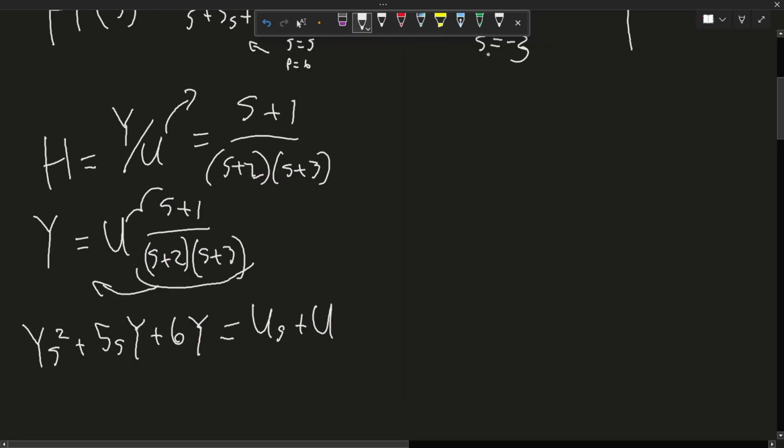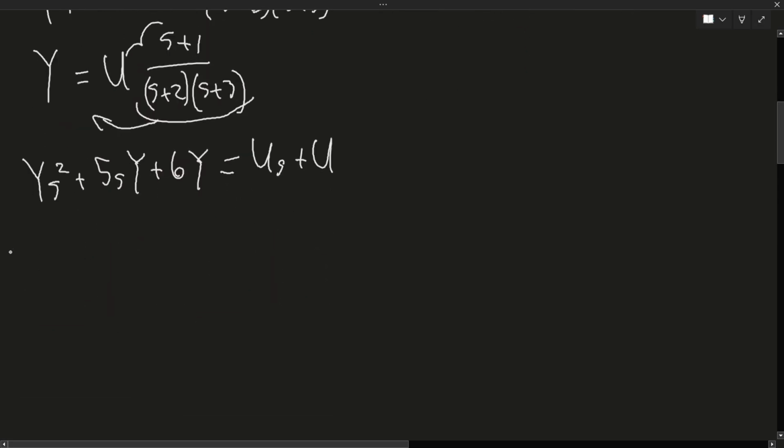What that means is basically, if we have s to the power of 2, that means y is derived twice, plus 5. Here we have 1 s, so y is derived once. Here there's no s, so it's just y. Same thing with the u's. And this is your input, by the way. So this is your input-output differential equation.